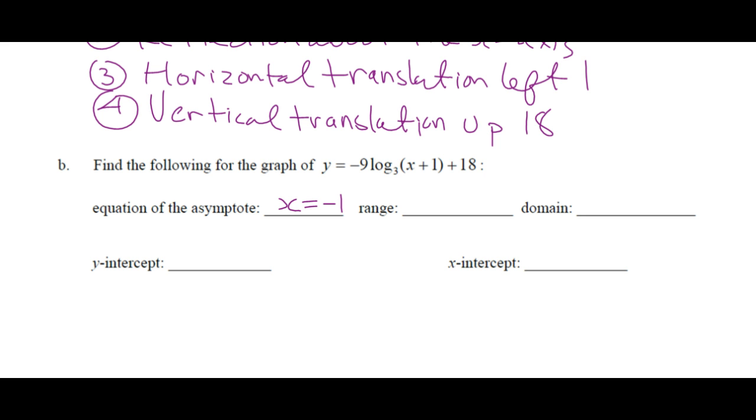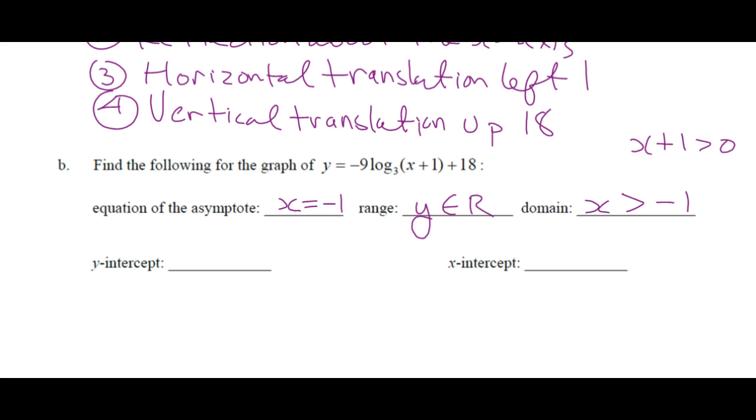What's the range of every logarithmic function? Y belongs to the reals. What's the domain? X is greater than negative... Well, wait a sec, that's a reflection in the x-axis, not the y-axis. Okay. Remember, all you're doing is saying this, right? X plus 1 is greater than 0. It's this thing here. The argument to the log function has to be greater than 0.